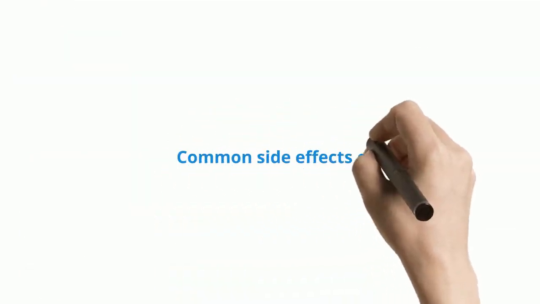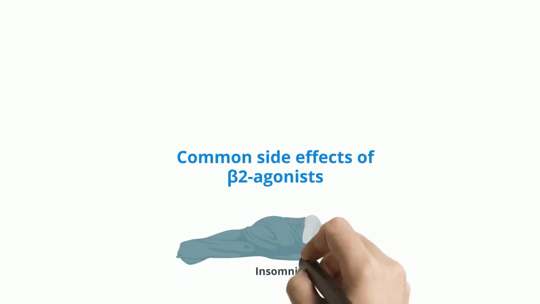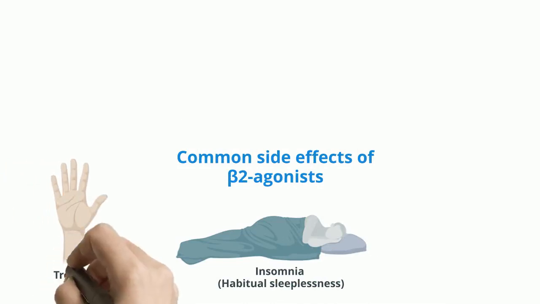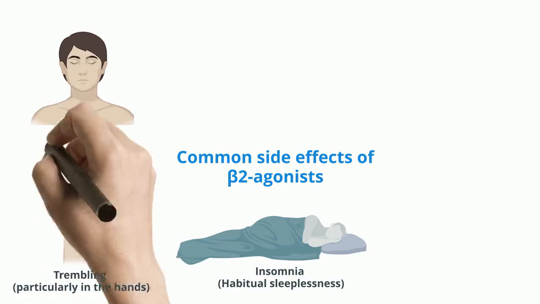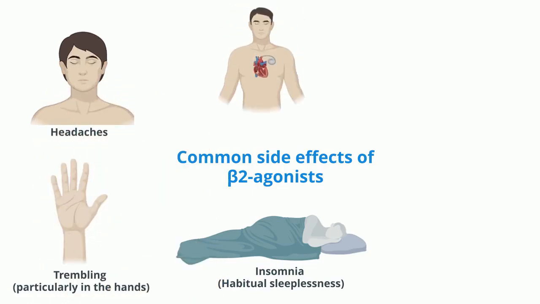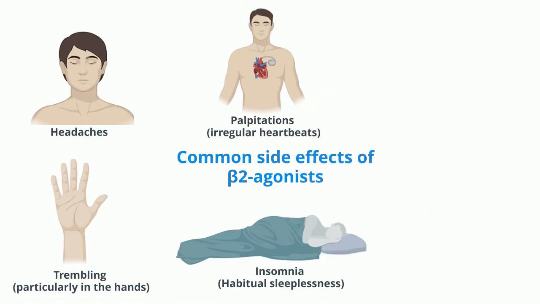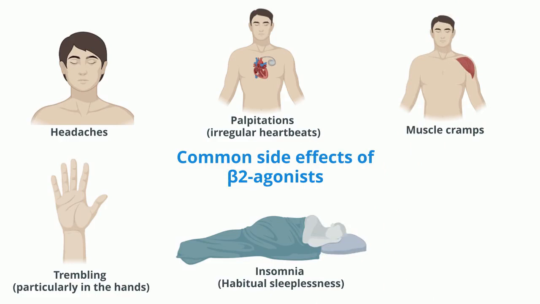Bronchodilators can give rise to a multitude of adverse side effects due to activation of the sympathetic nervous system. The common side effects of beta-2 agonists such as salbutamol can include insomnia or habitual sleeplessness, trembling, particularly in the hands, headaches, palpitations or sensation of a pounding heart, muscle cramps, and nervousness.